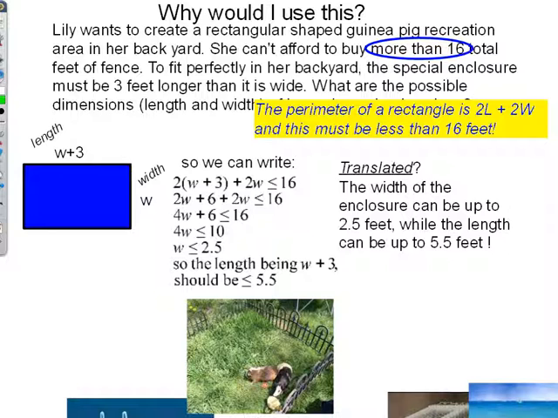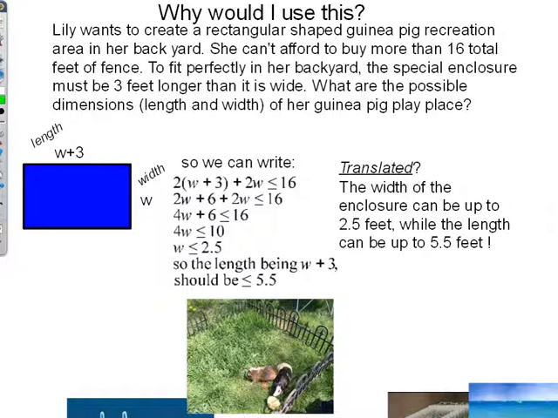The perimeter, 2 lengths plus 2 widths, that's a formula most of you are familiar with. Adding up all the sides, and it has to be less than 16 feet. And then of course the length must be 3 feet longer than it is wide. So you can see the inequality that's already been written here: 2 sets of lengths and 2 sets of widths. Well, the length had to be 3 more than the width, and altogether it had to be less than or equal to 16 because that was a limitation that we had.